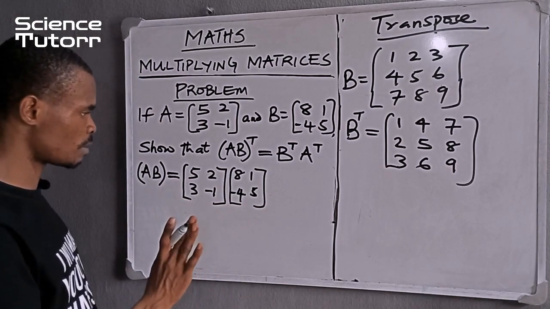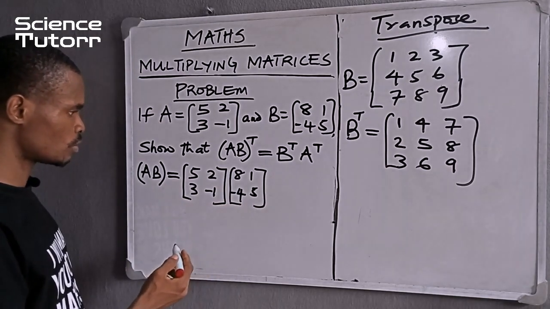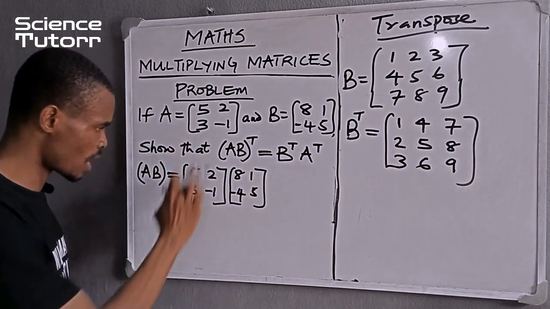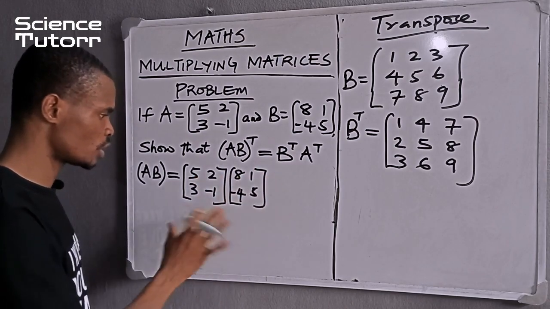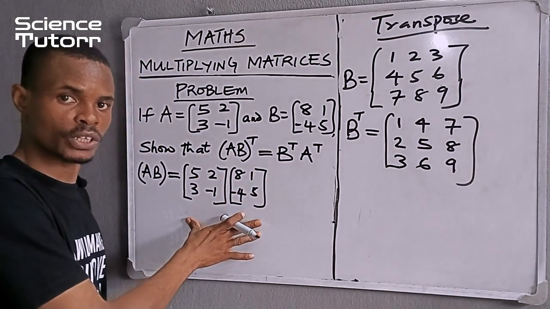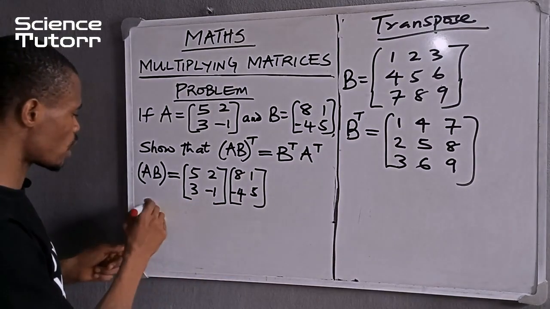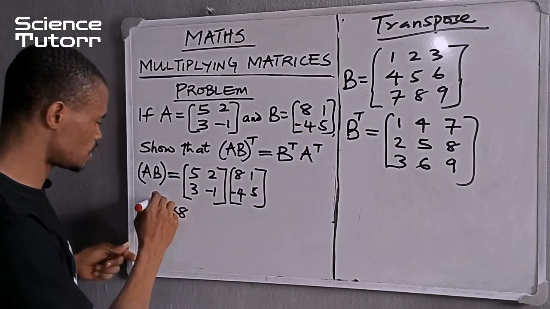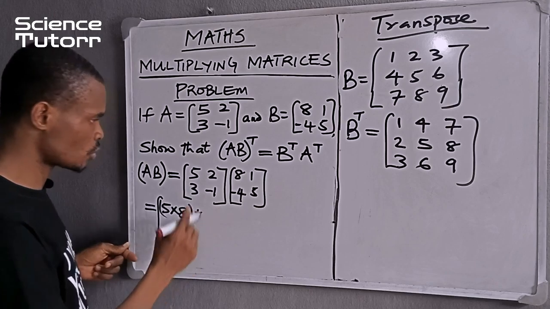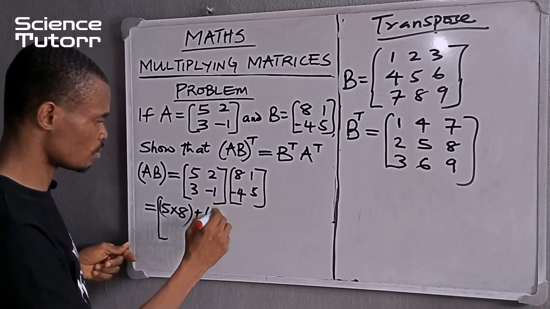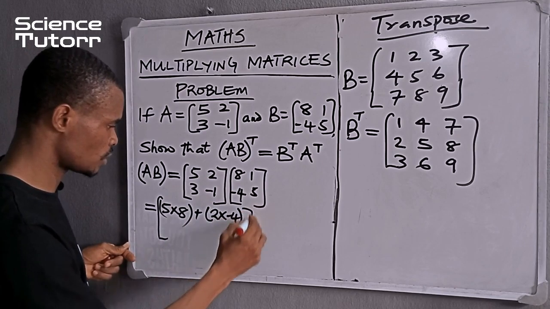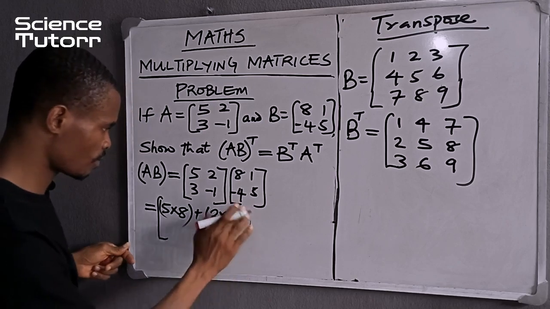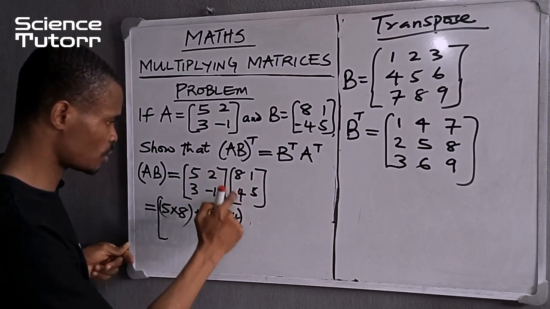Remember our test for conformability: the number of columns for the first must be equal to the number of rows for the second. So we have 2 columns and 2 rows, which is suitable for multiplication. It conforms. So it means we are going to be having 5 times 8 plus 2 times minus 4 for the first case.